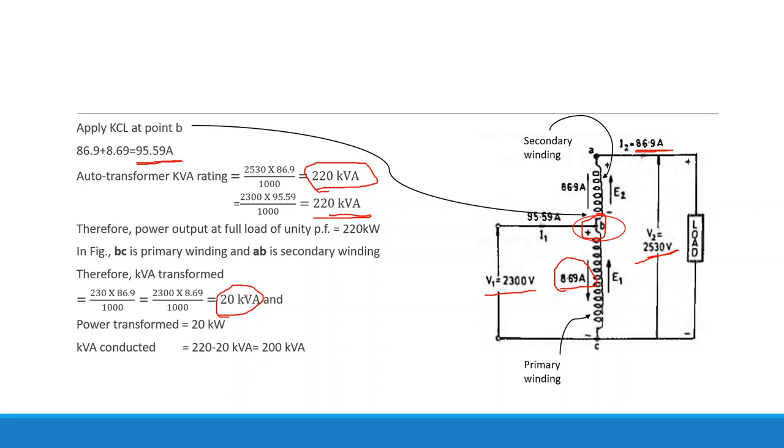Then what will be the kVA conducted? You know the total kVA. What is the total kVA? That is 220 kVA. Out of this 220 kVA, 20 kVA is transformed through transformer action. So the rest will be the kVA conducted. That's why just subtract 20 from this 220 kVA. So you are going to get 200 kVA. That will be basically the kVA conducted. Is it clear? I think there is no doubt. And what will be the power conducted? That will be multiplied with the power factor. So it will become 200 kilowatt.